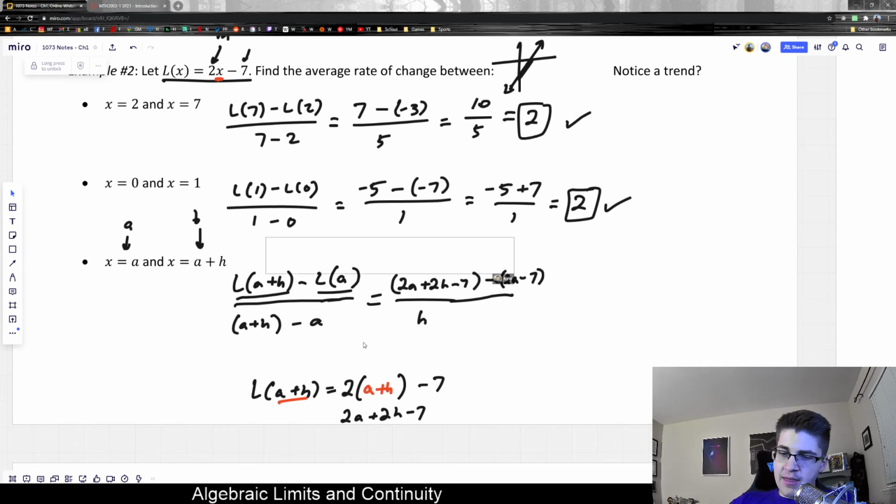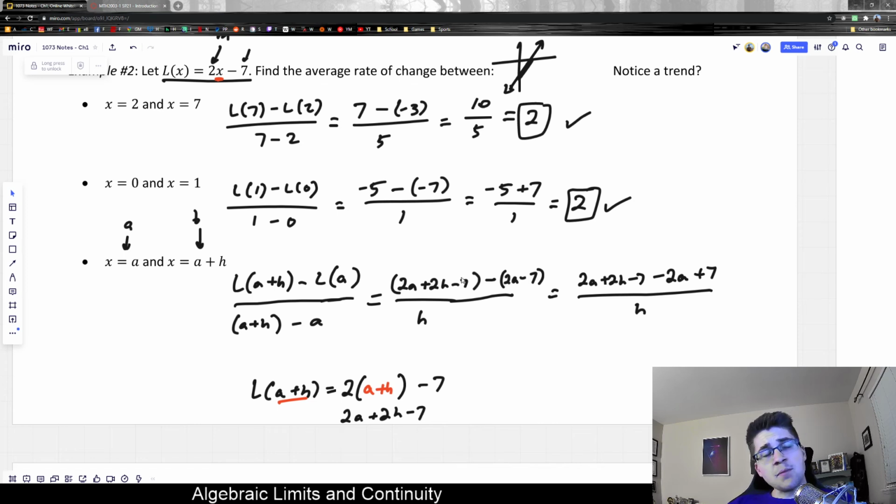Okay, so in the next step, let me erase a lot of this extra stuff that I've been writing. Now I want to simplify to see what happens. So actually notice that, again, I would have the distributive property apply here because I have minus an entire polynomial. So I'd have 2a plus 2h minus 7. Then it'd be minus 2a plus 7 because the negative would distribute to both terms. And all of this should be divided by h.